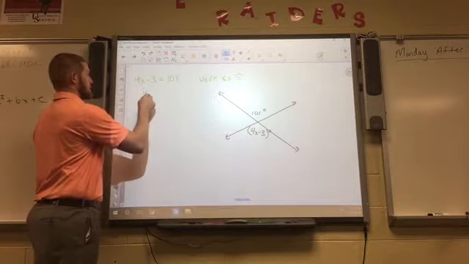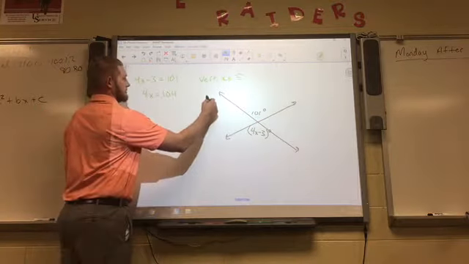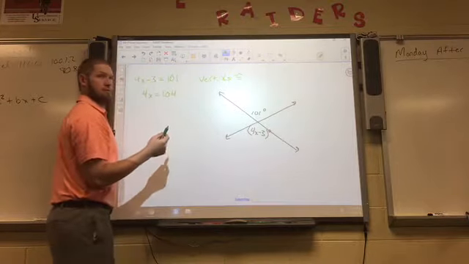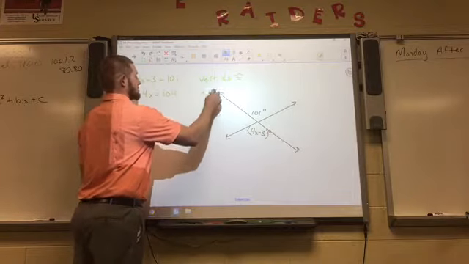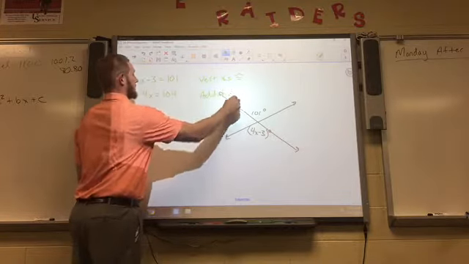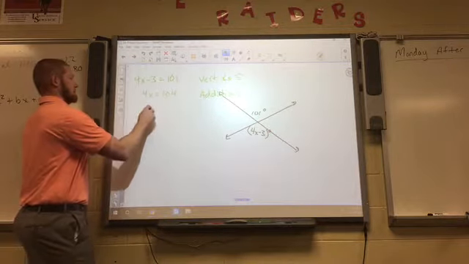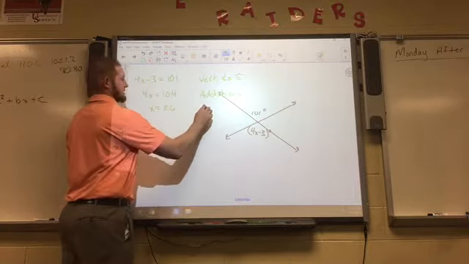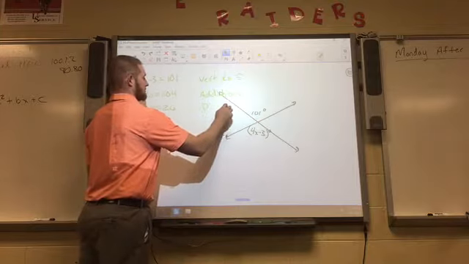I would add 3. 4x equals 104 because of what did I do to both sides? Addition. I added. So that'd be the addition property of equality. And then last step, divide by 4, and x equals 26 because of the division property of equality.